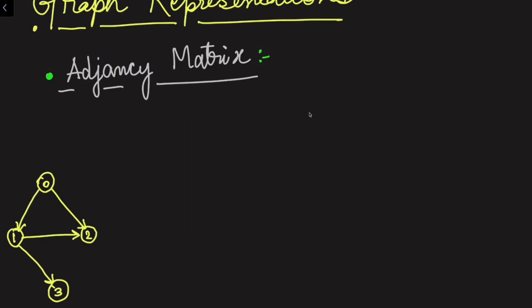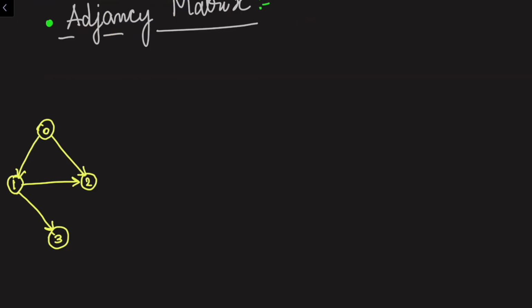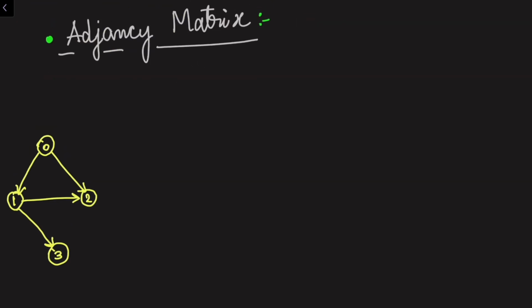A graph can be represented as an adjacency matrix. So what does it mean? You have this graph as an example. It has four vertices, which are 0, 1, 2 and 3. These are its edges: 0 to 1 is one edge, 0 to 2 is one edge, 1 to 2 is one edge, and 1 to 3 is one edge. If you see this graph, this is a directed graph because we have arrows over here.